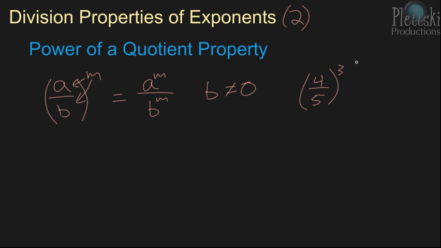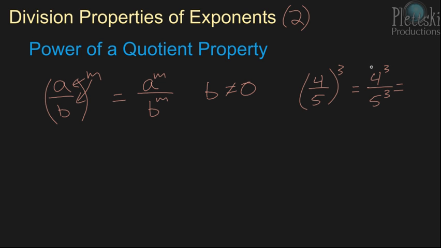to the third power. Okay, and what you're going to do is distribute that power into both the numerator and the denominator. So you're going to apply it to the 4, so it'll be 4 cubed over 5 cubed. So it has to go with both the numerator and the denominator. And then you can divide from there.